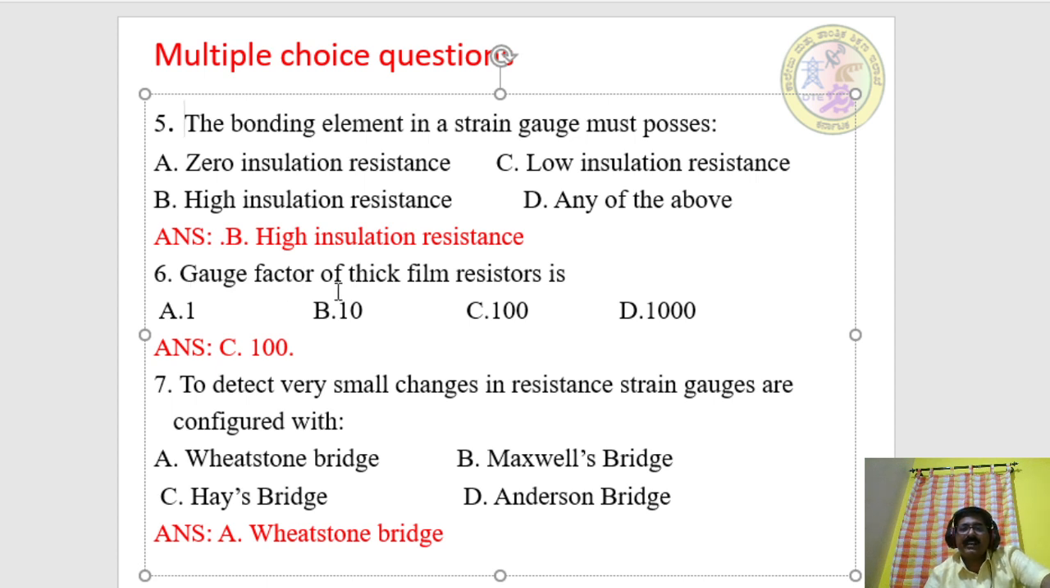Question number 6. Gauge factor of thick film resistor is 1, 10, 100, 1000. See, among these options, C, that is the value for the thick film resistor will be in 3 digits. Within 3 digits it should be 100. Seventh question. To detect a very small change in resistance, strain gauges are configured with. Options are A. Wheatstone bridge, B. Maxwell bridge, C. Hayes bridge, D. Anderson bridge. See here, with respect to strain gauges, the Wheatstone bridge is what has been used. Correct, no?